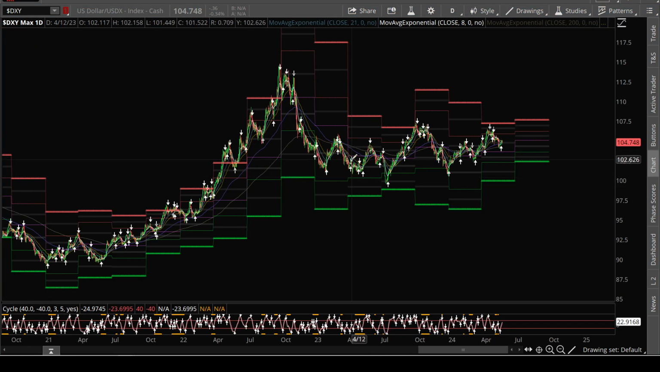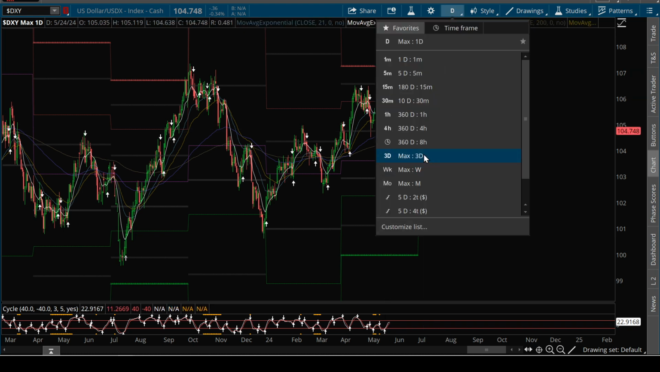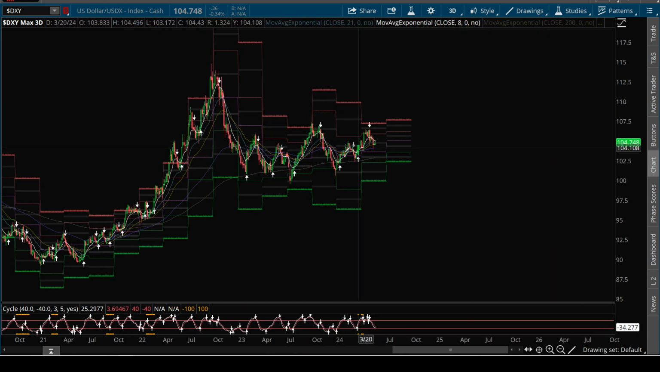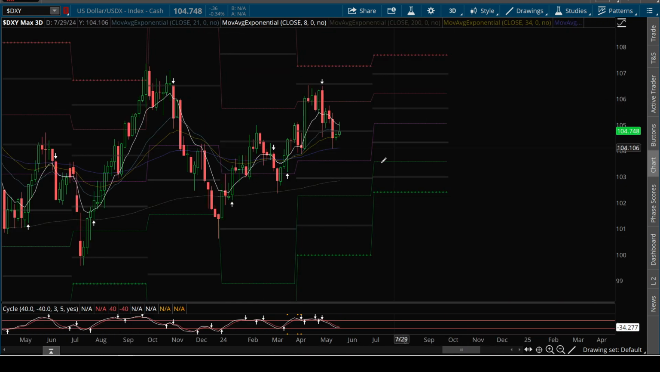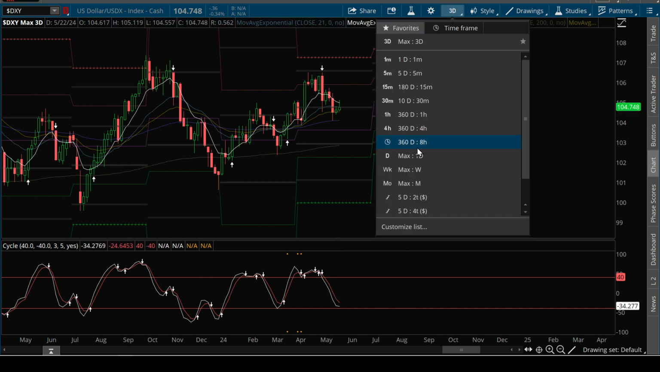Dollar index. What do we have? Zoom in here. Dollar index. You're getting ready. This is a buy setup. This is a 200 bounce. And when we jump up to the 3-day chart, we zoom in a little more. You're oversold. You're bouncing off your 34. You're bullish on your 3-day chart. We step down to the daily chart.